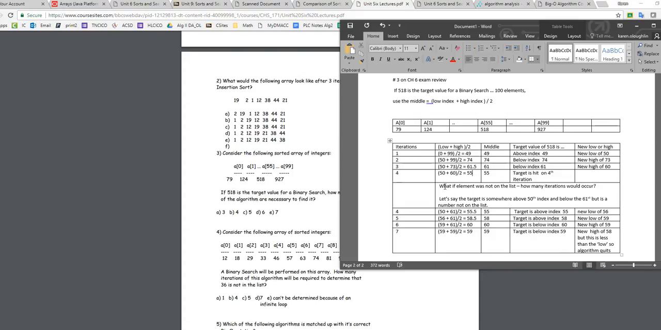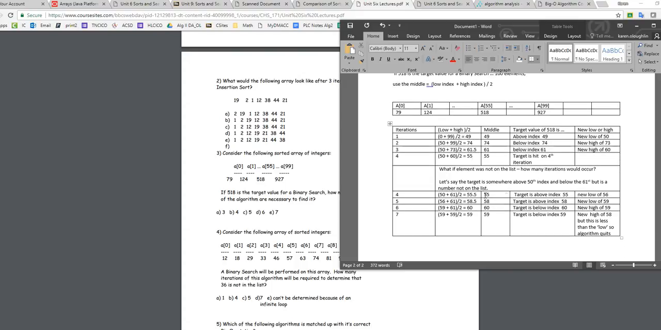And so I'm going to change the question to, what if the element was not on the list? How many iterations would occur? So we're going to say that the target is somewhere above the 50th index and below the 61st. So we're going to continue with our work that we had here. So we're going to redo this 4th iteration. And I'm going to say the target is above 55. So I have a new low of 56.